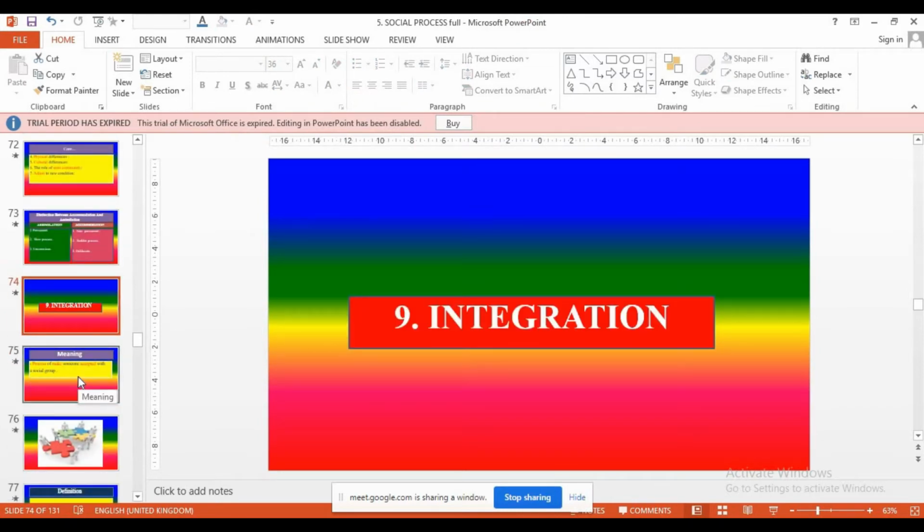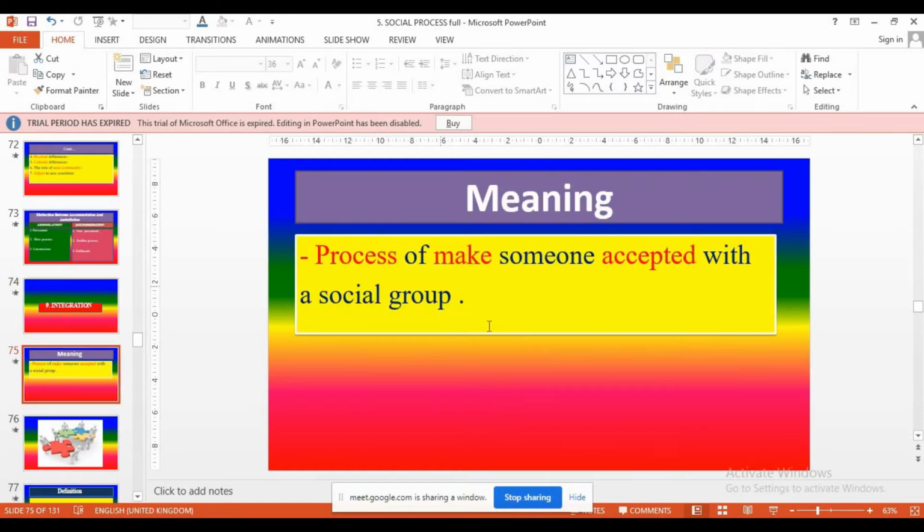Next social process, integration. What do you think about integration? This is a term used differently. In management, people use that term to mean coordination, coordinating every section of the people. Meaning, the process of making someone accepted within a group, social groups.